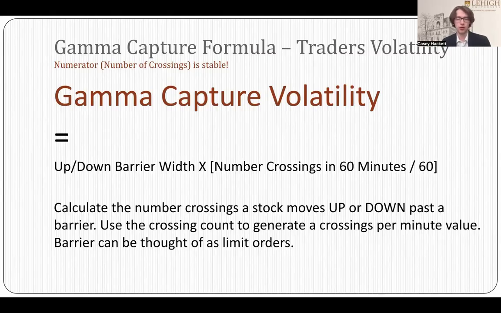We have a barrier above and below the current price, and whenever it crosses, we reset the barriers and we make one count. And we just look at how many of these counts we get in a certain look-back period. We tend to use 60 minutes. And based off of the number of crossings you get, that would be the volatility that a gamma scalper would actually observe during that time.